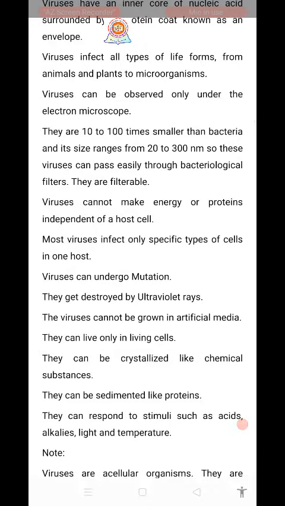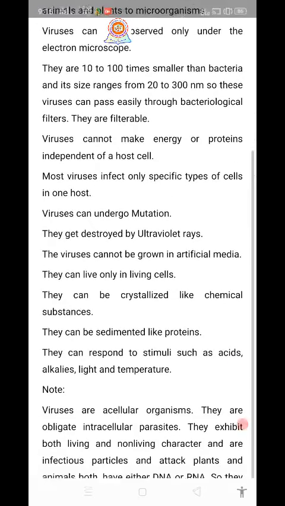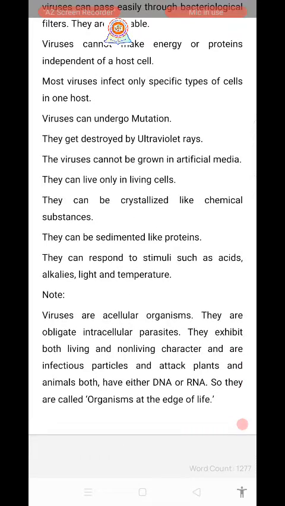They can be sedimented like proteins. They can respond to stimuli such as acid, alkalis, light, and temperature. The sedimentation property and crystallization property are non-living properties, and response to stimuli is one of the important properties of living organisms. So it shows both the properties of living and non-living organisms. So these are some of the important properties of viruses.